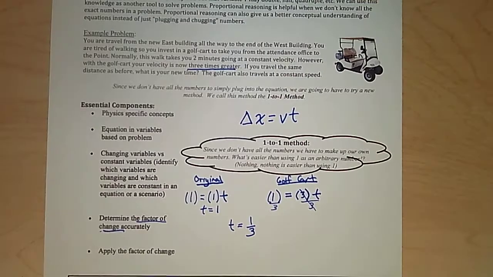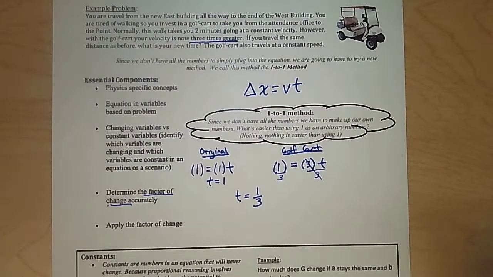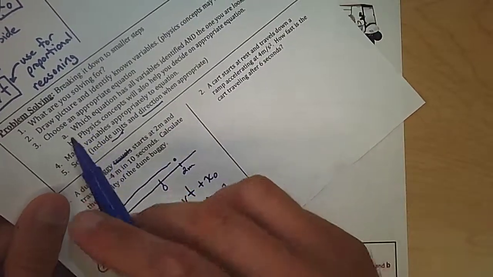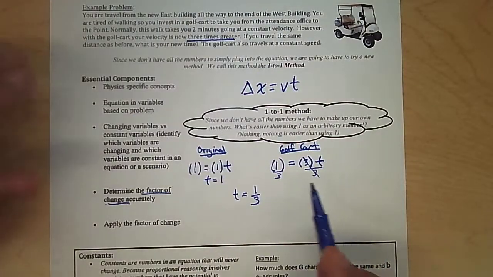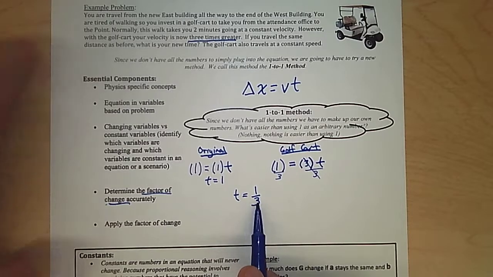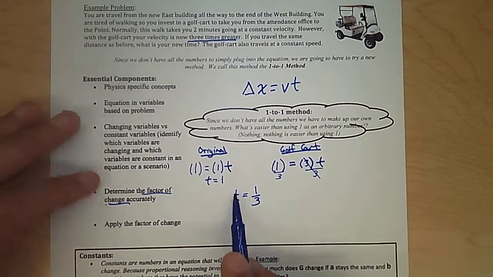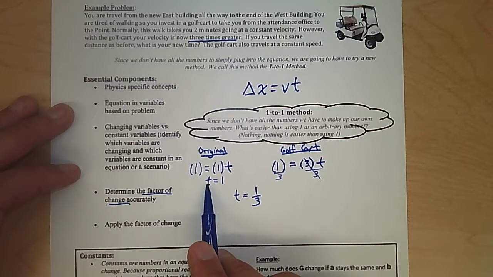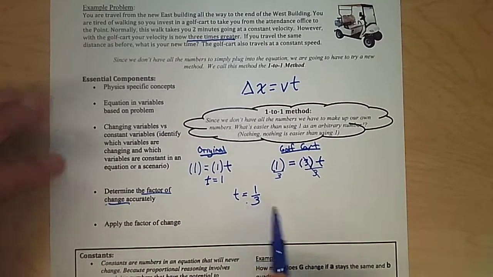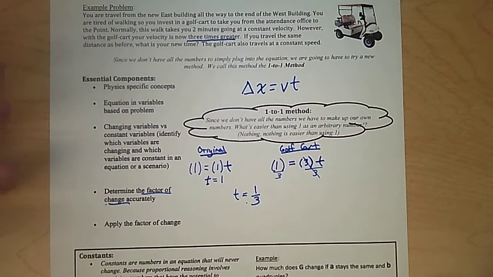Now, when it comes to solving word problems, I'm a stickler for units. You have to have the units. But with proportional reasoning, this isn't your actual time. It's just a factor. What it's saying is that, compared to the original time, this time is going to be 1/3 as much. That's it. So no need for units.